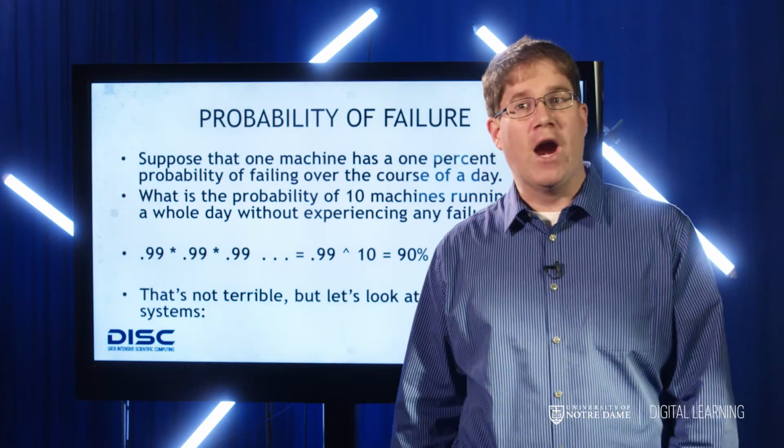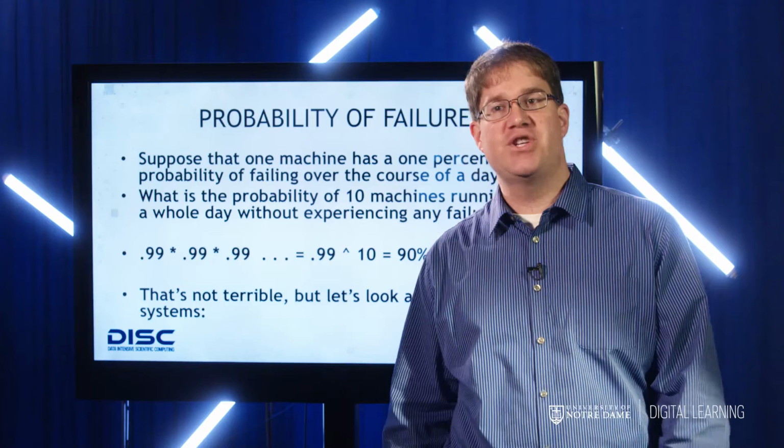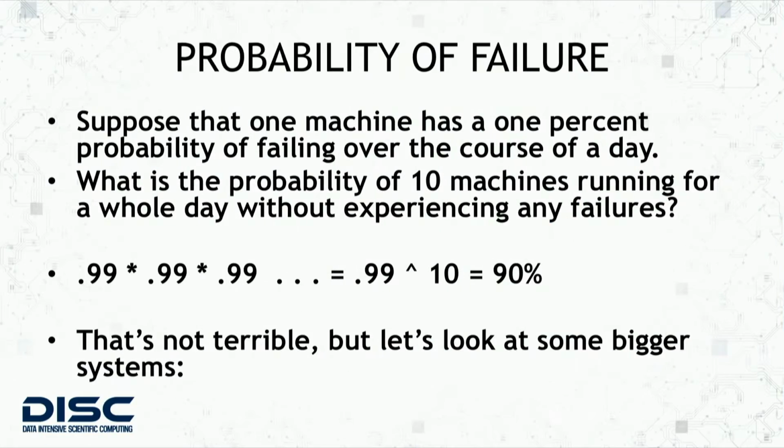Fortunately, they're rare. But if we have rare events for a large number of machines, the probability of failure can add up very quickly. So let me give you a very simple example. Suppose that you have one machine and it has a 1% probability of failing over the course of one day. That's probably a little high, but it works for an example. It also has a 99% chance of working successfully for one day.